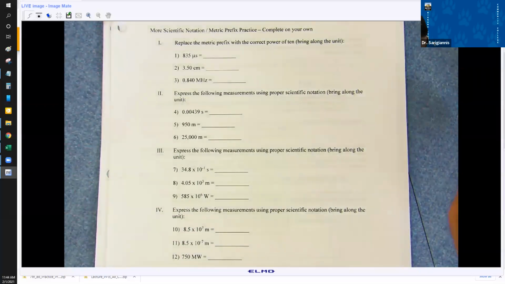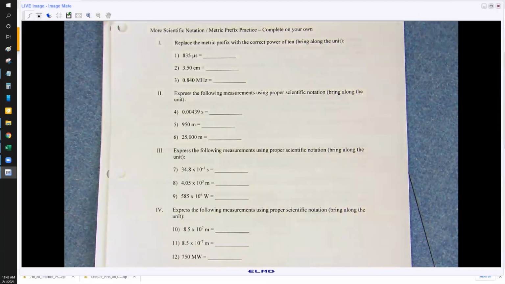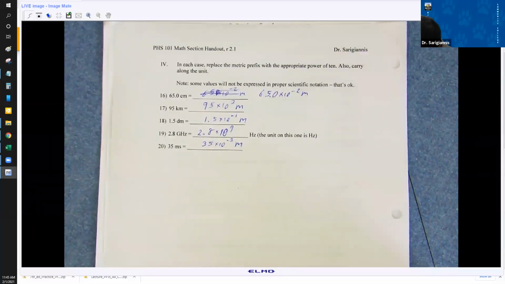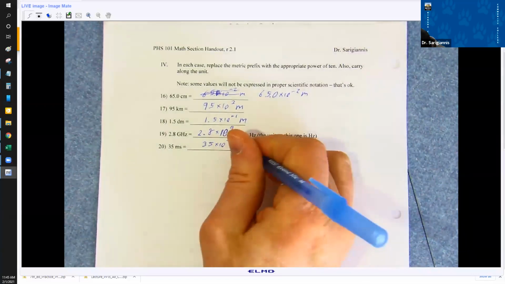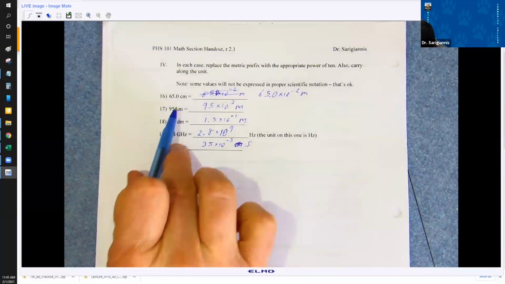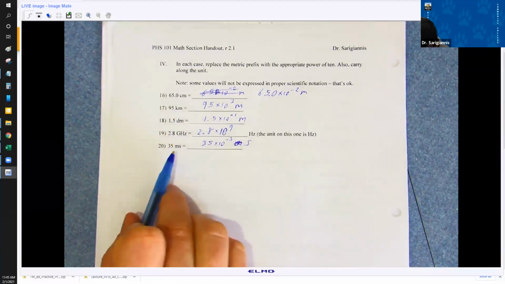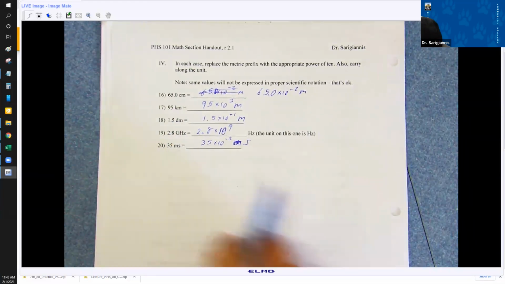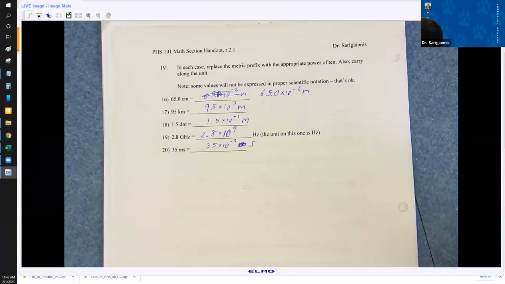I have a question. Yep. On page 18, number 20, should it be seconds? Like, should the unit be seconds? Oh, yeah, it should be. It's a millisecond. I was so used to meters from up here. Yeah, that's a second. You're right. That's a millisecond.